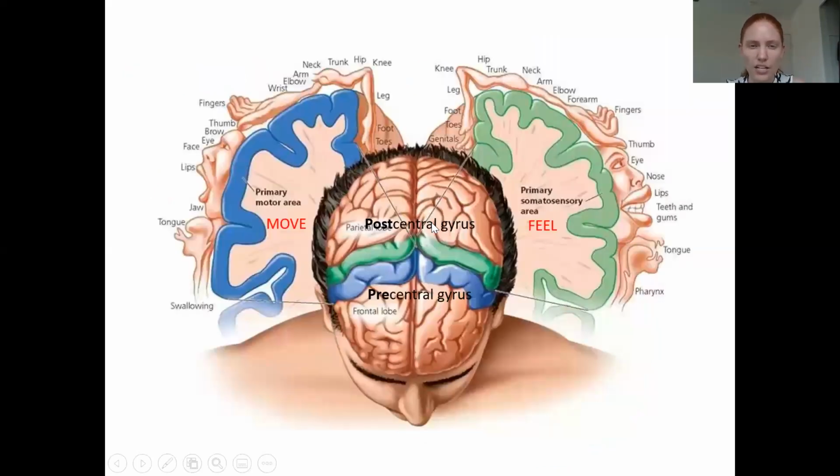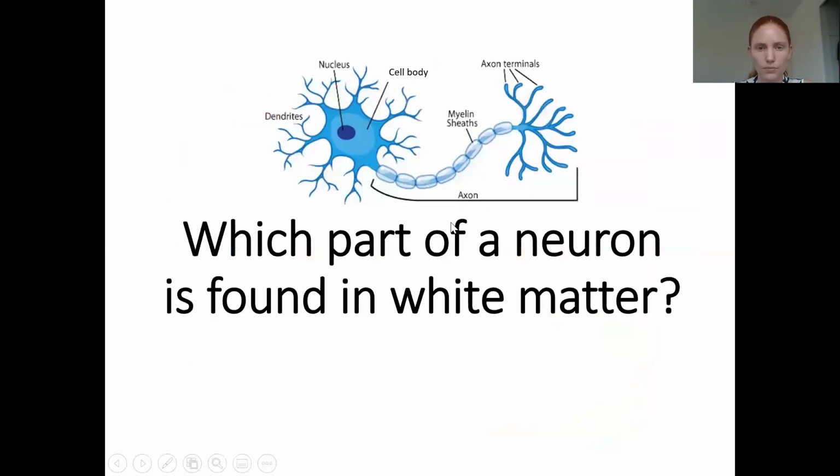If you look at it here, the precentral gyrus, anterior to it, that one is for moving. And the postcentral gyrus, the primary somatosensory cortex, that one is for feeling. So you move before you feel. Move before you feel. So those are the cortex.